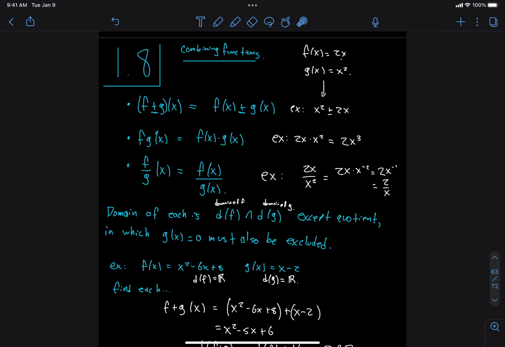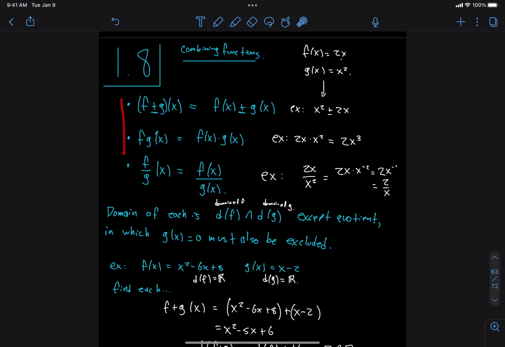Okay, so the first couple ones that we learned were pretty simple. We can add two functions together by just adding the outputs. We can multiply two functions together by just multiplying the outputs, right? And of course, we can divide two functions by just dividing the outputs. But there was one additional thing that we had to worry about when we were dividing functions. What was that additional thing? Exactly. We have to make sure that that denominator is not 0, right? We need to make sure that denominator is not 0.